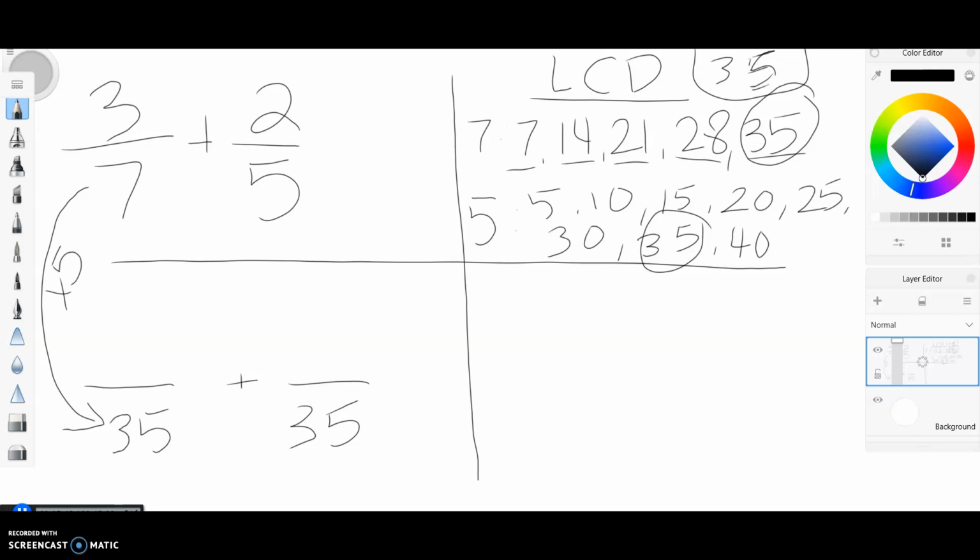So then I'd also be doing 3 times 5. What's 3 times 5? I hope you got it. It's 15. Then we have to do the same thing with this fraction. So 5 times what gets me 35? I'll give you a moment to think about it. You can also use the multiples we put in the least common denominator box to help you figure it out.